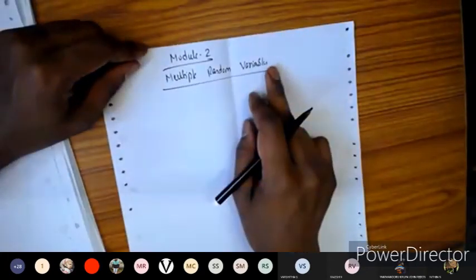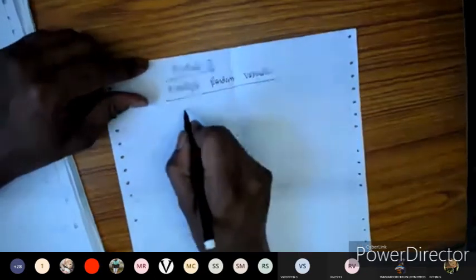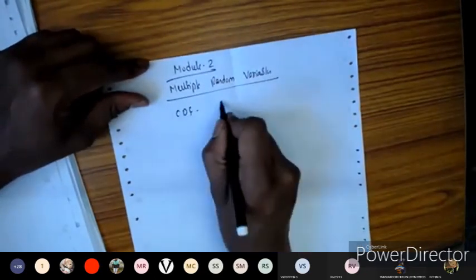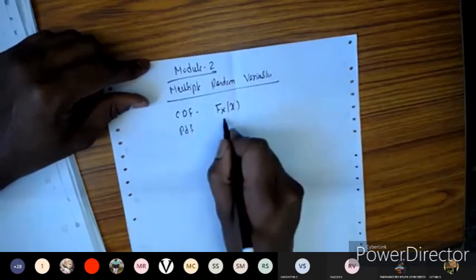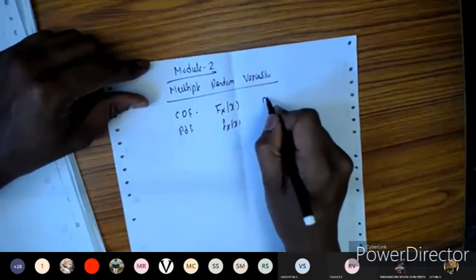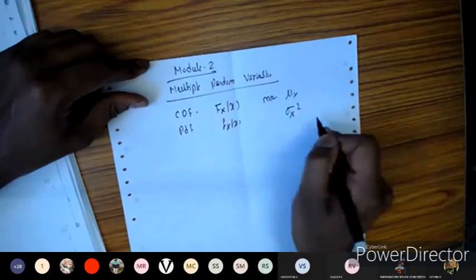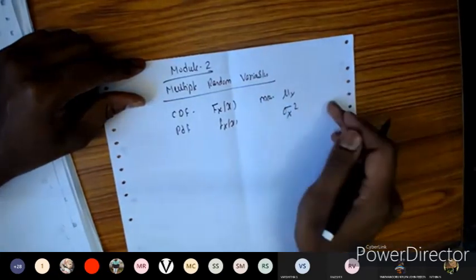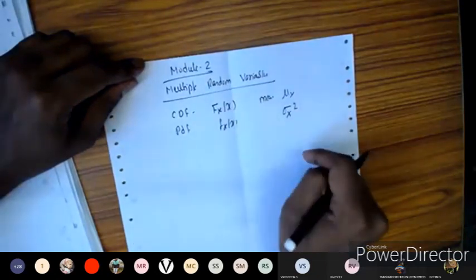In the previous module 1, the concepts we have seen are the CDF, that is F_X of x, the PDF, that is f_X of x, the mean, that is mu_X, and the variance sigma_X squared. These are the basic fundamental concepts of CDF, PDF and all those things.